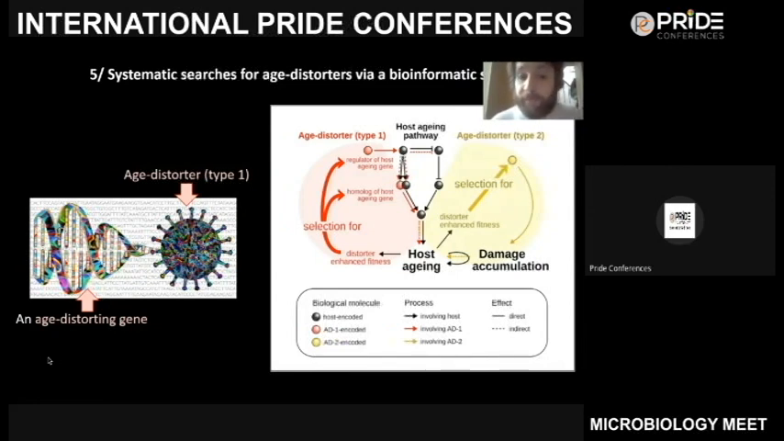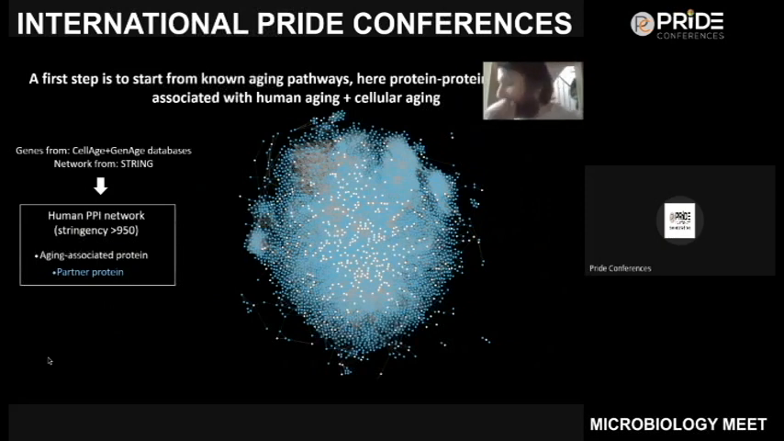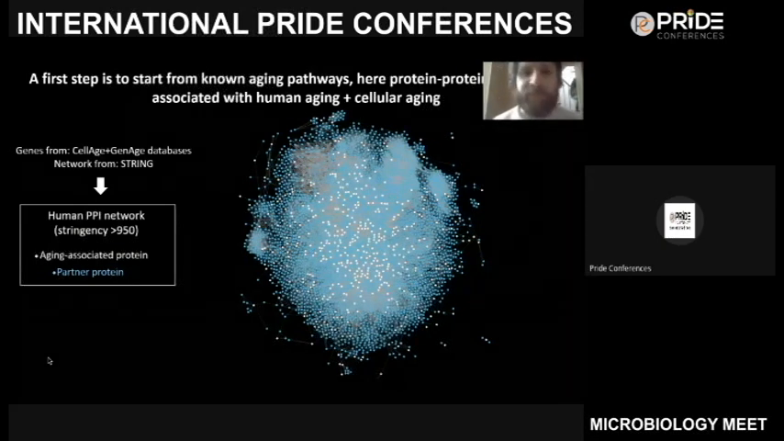The way to find them is basically to look, trivially, for genes that are present, for example, in viruses and interact with the host aging pathways, or are the same as the ones in the host aging pathways. How do you do this? First step is you can start from protein-protein interaction networks, and this is exactly what you see here.